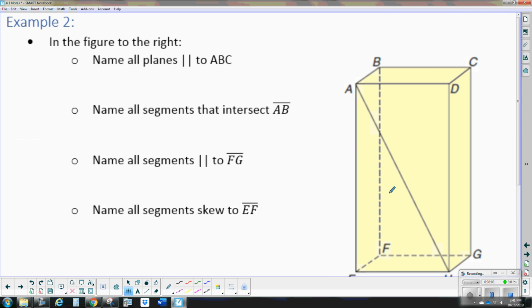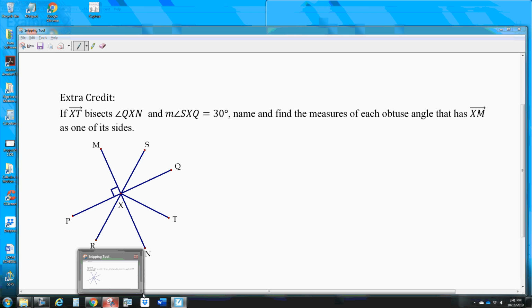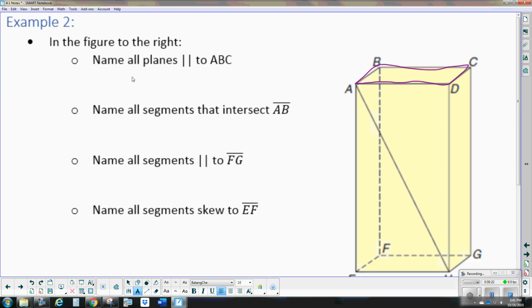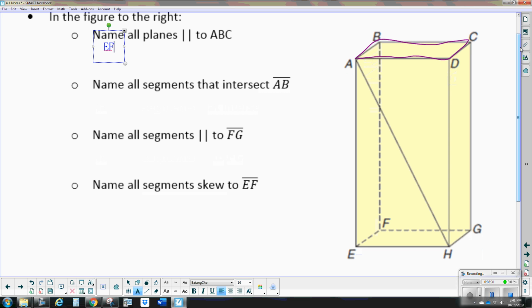So let's do a little bit of practice naming all the planes that are parallel to ABC. The first thing that I would do when looking at this is outline plane ABC. So A, B, C, and D are all points on plane ABC. Naming a plane, remember you use 3 letters. So the plane that's parallel to ABC would be the bottom of this box, the bottom of this prism, which is EFG. You could say EFG, or you could say EHG. Any 3 of those 4 letters that are on the bottom plane are parallel to ABC.